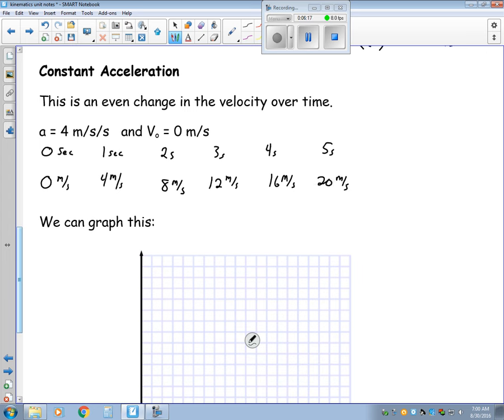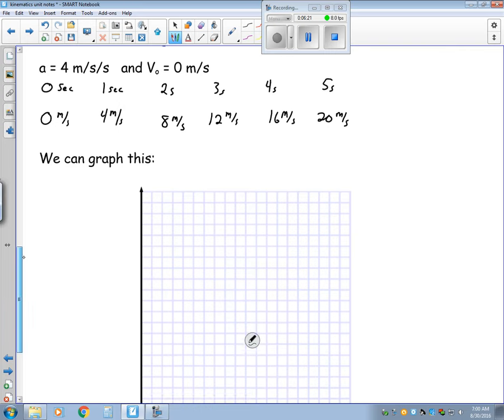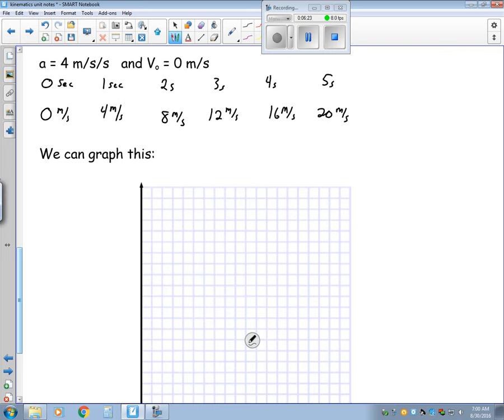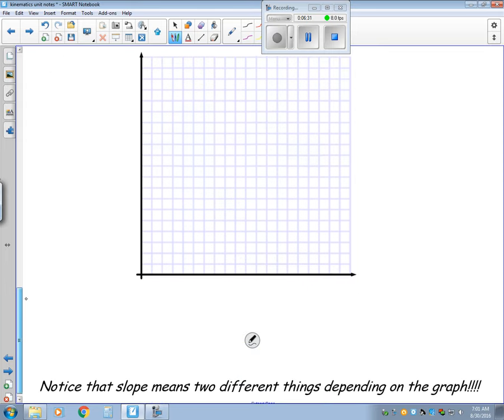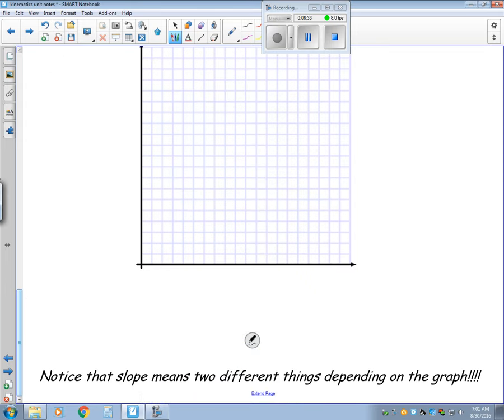So the velocity will continue to increase, forever, theoretically. So let's go make a graph of this. Again, we're going to place time on the x-axis. So I've got from 0 to 5 seconds. This is a 20 by 20 grid, so I think I need to have 4 spaces in between.